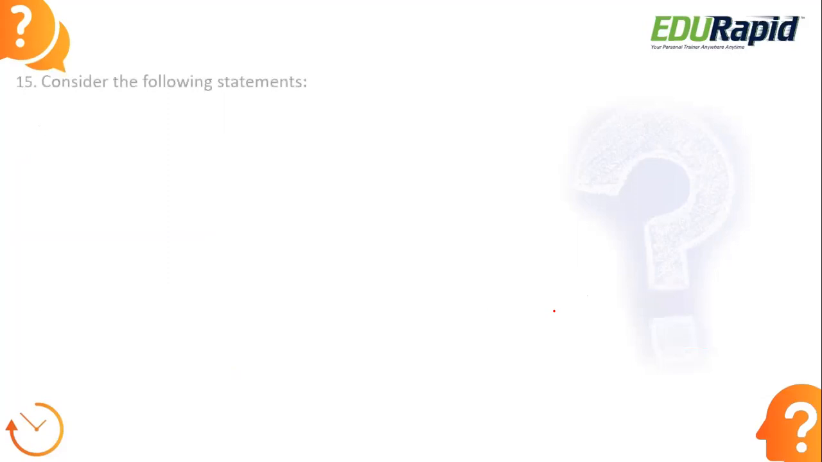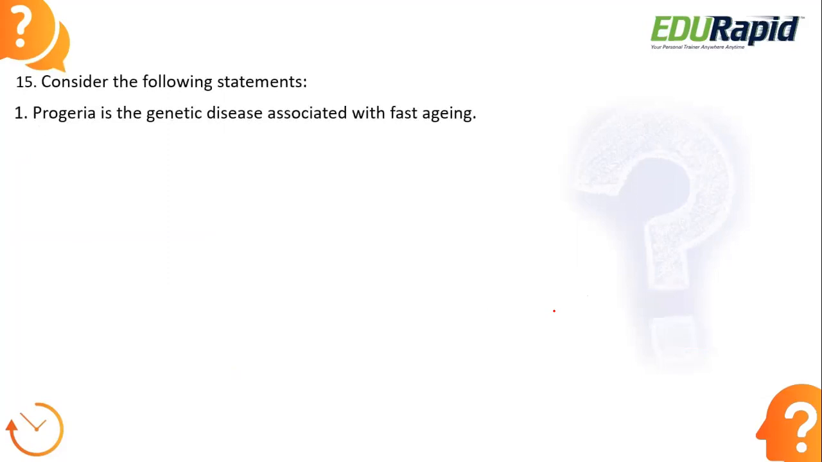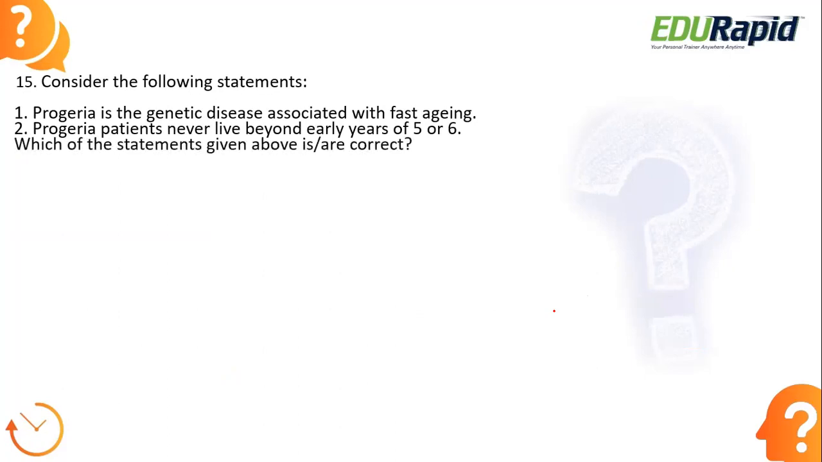Move to the next question now. Consider the following statements. Progeria is a genetic disease which is associated with fast aging. Progeria patients never live beyond the early years of 5 or 6. Which of the statements given above are correct? Option A, 1 only. Option B, 2 only. Option C, both 1 and 2. And option D, neither 1 nor 2.